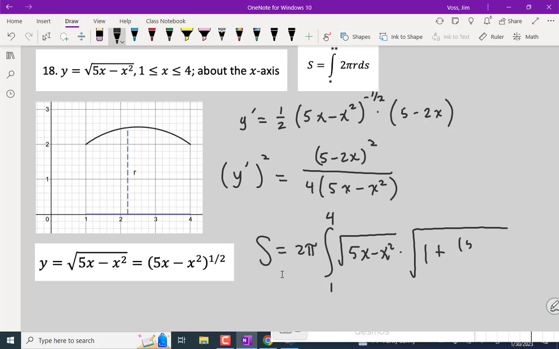So, and now I'm seeing that it probably is going to be important to FOIL out that numerator. I thought maybe there might be something else, like a 5 minus 2x in the denominator somehow, but there isn't. So let's FOIL that. So that's 25 minus 20x plus 4x squared. And then you just squared the two, I think. Yeah, that's fine.